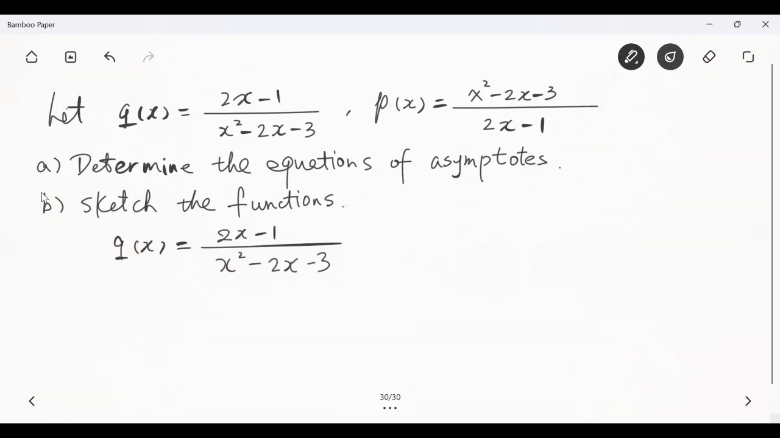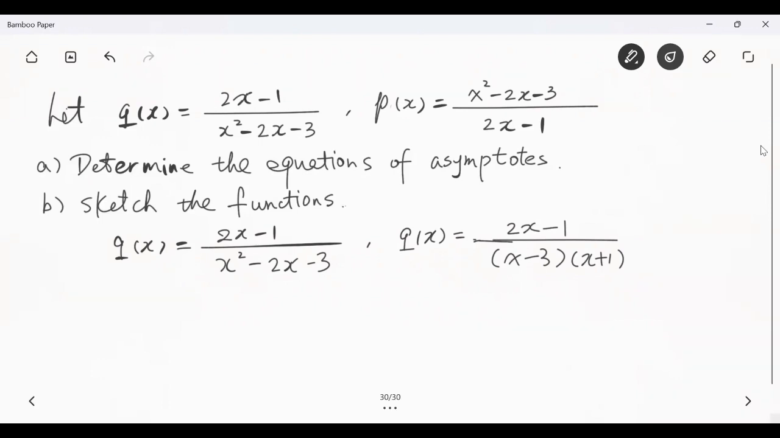Q(x): the numerator is linear, the denominator is quadratic, so we try to factor the denominator. So the denominator we can factor and write it as (x minus 3) times (x plus 1), right? The numerator is 2x minus 1.